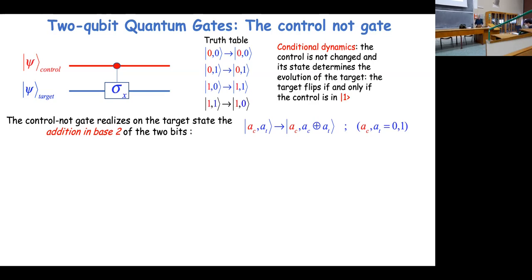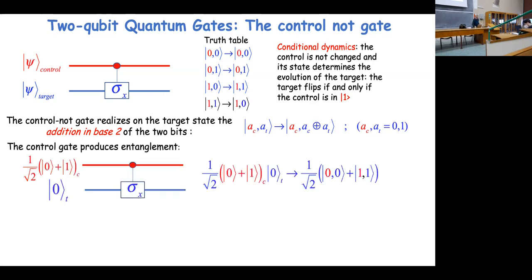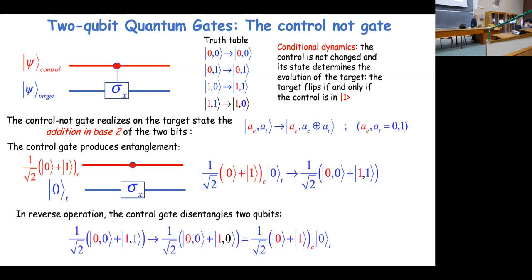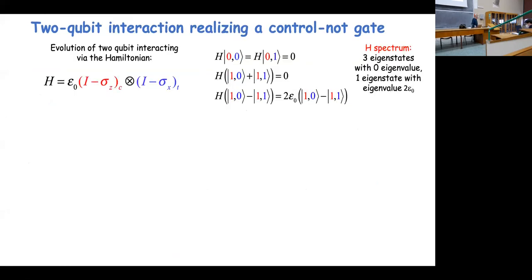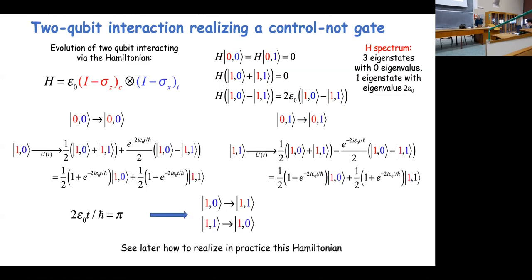So since I want to spend more time on non-locality, I will not discuss that more. Again, this gate produces entanglement, of course, and in reverse operation, the control gate can disentangle two qubits, and this is clear here. On the next slide, I just describe how you can realize this kind of gate. So I give you the Hamiltonian which realizes this gate. So this Hamiltonian is very simple.